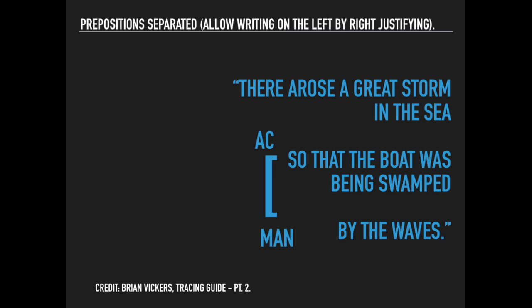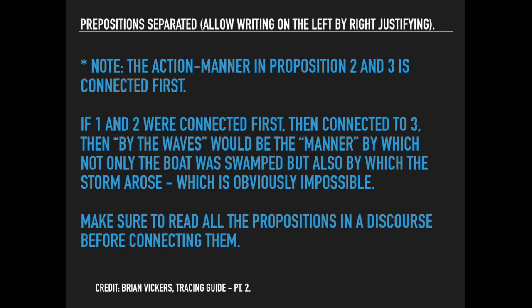So how do we connect so that the boat was being swamped by the waves to there arose a great storm in the sea? The action was the storm rising. The action is there arose a great storm in the sea. The result was the boat being swamped by the waves. So we have an action and a result. So note, the action manner in the second proposition and the third proposition is connected to the first.